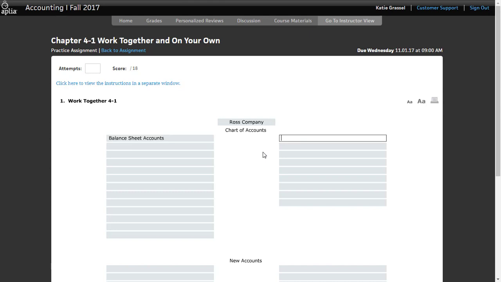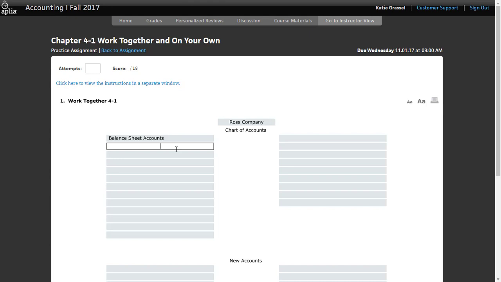Now, when you hit enter, it's going to jump you to the right-hand side, but that's not how I like to complete my chart of accounts. I like to complete my balance sheet accounts and then go over to there. So just to give you a heads up, I'm going to stay on the left-hand side. So what's our first account classification that fits under our balance sheet? The first word in your accounting equation is? Assets. Thank you. Somebody is awake up there.